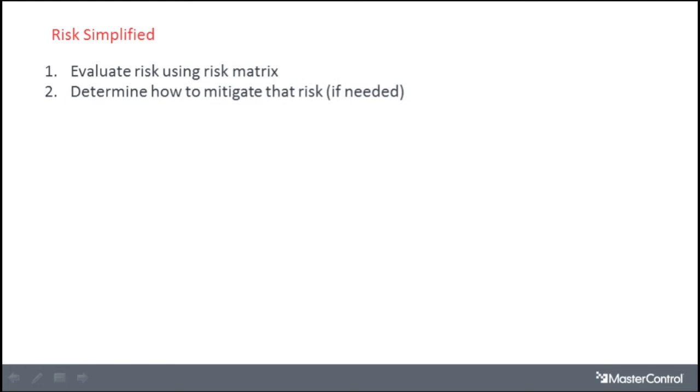So this is risk super simplified, okay? It's boiled down to the basic components. We've got step one, basically you evaluate whatever risk, you come together, you decide what are the risks that we have of upgrading, okay? We know this bug exists, for example, and you evaluate the risk of seeing that in your environment. And then determine how to mitigate that risk if it's needed, and implement that agreed upon action, okay?